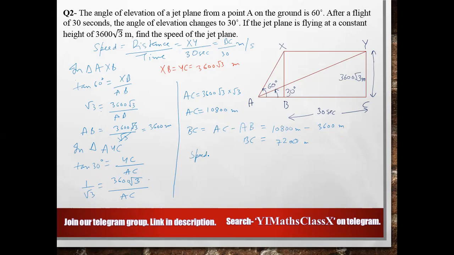So we have to calculate the speed. Speed will be distance, that is BC, upon time, that is 30 seconds. So BC is 7200 and time is 30 seconds. So you get 240 meter per second. And if you are asked your answer in kilometer per hour, you have to multiply it by 18 upon 5. Just multiply it and divide by 5, or you can just double it and divide by 10. If you just double it, you will get 12 into 72, which is about 864 kilometer per hour.